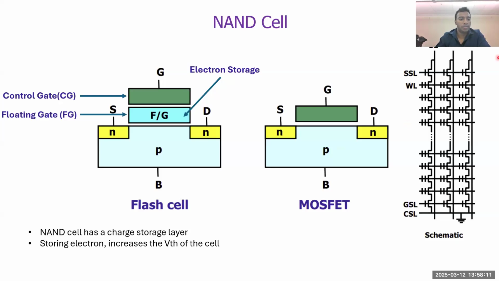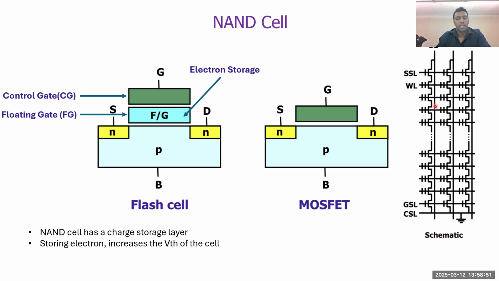If you look here, this is a flash cell. It looks exactly like a MOSFET. The only difference is there is an additional metal layer in between, between the substrate and oxide. Here we have an oxide layer, here we have another oxide layer, but in between we have an additional metal layer. We call it the floating gate. This floating gate can store electrons. Storing electrons in this layer will increase the threshold voltage of the cell, and we can leverage this to store the data.